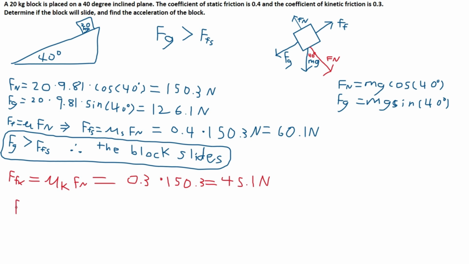Now, the net force is going to be equal to the force of gravity minus the force of kinetic friction when the block is moving. So this means that the net force is going to be equal to 126.1 newtons minus 45.1 newtons, which equals 81 newtons.